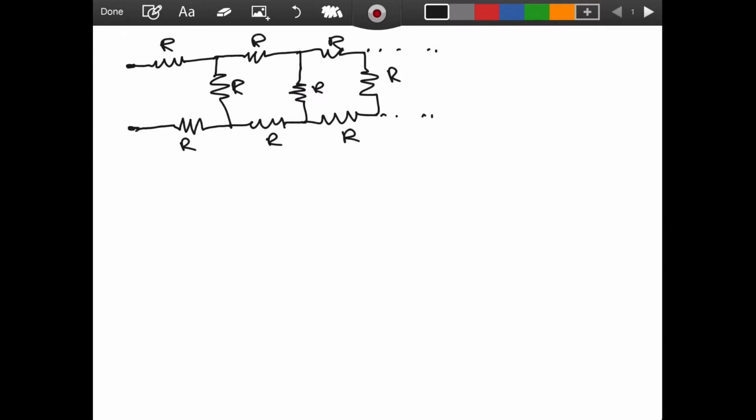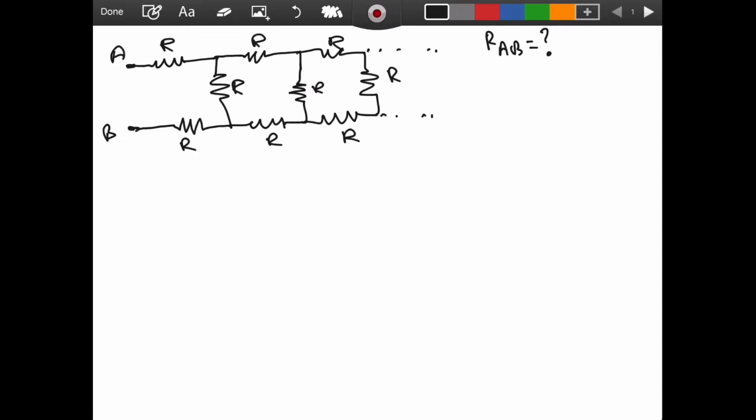And we will call this point A, this point B. What we are asked to find is the resistance between points A and B, which is, of course, the equivalent resistance of all of our resistors. And as I said, we have infinitely many resistors. So how can we approach this problem? Give yourself a couple of seconds to think about it.